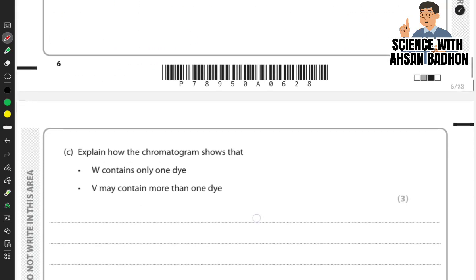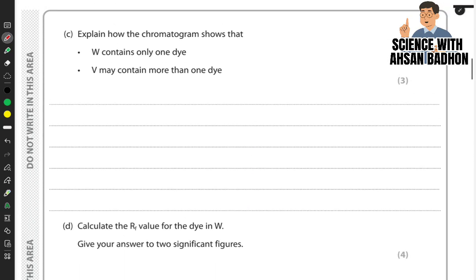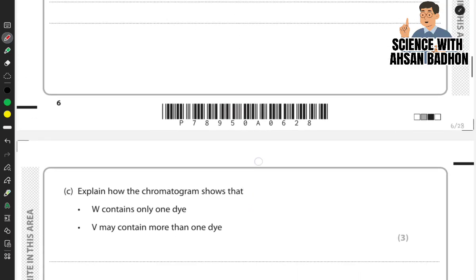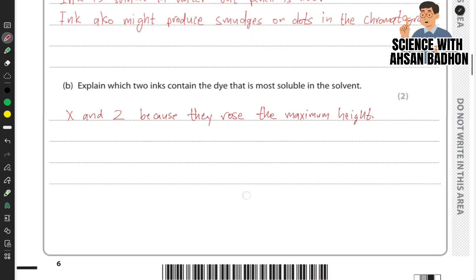Then moving on to part C, we have explain how the chromatogram shows that W contains only one dye, but V may contain more than one dye. So if it only produces one dye, so it is only made up of one dye, and if it produces a lot of dyes, so it is made up of more than one dye. So let's see, is it true?